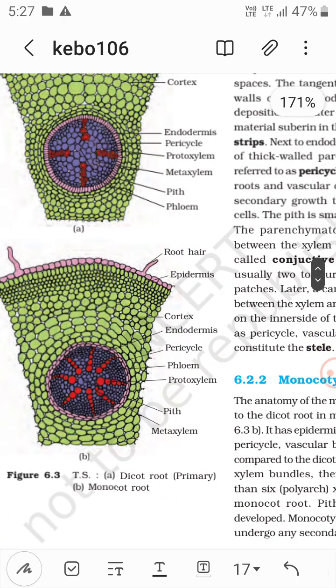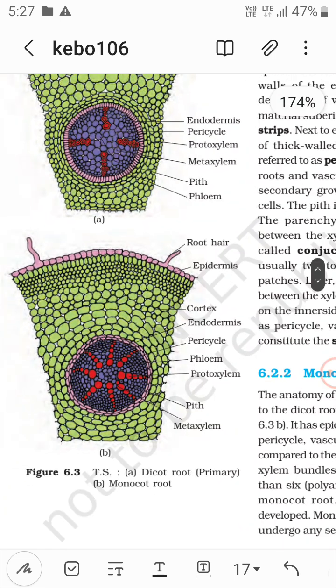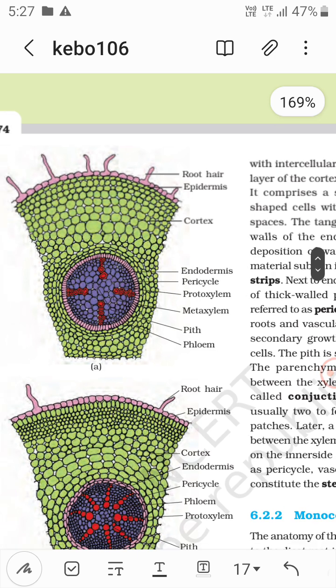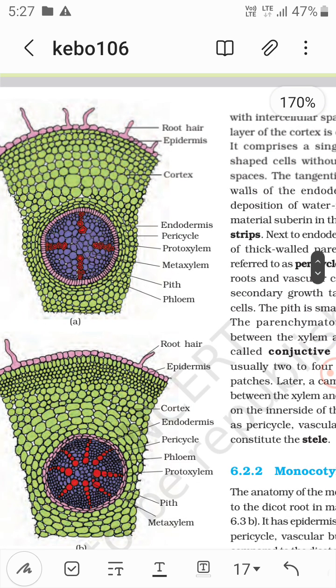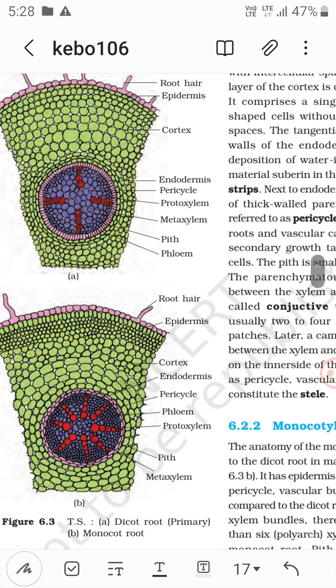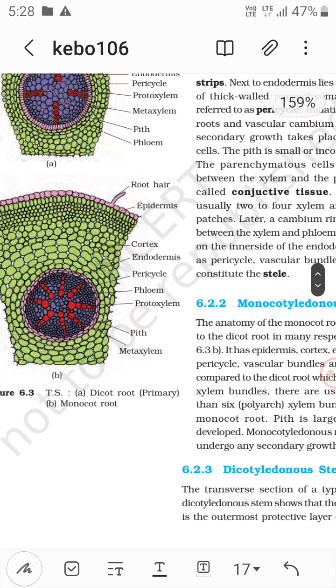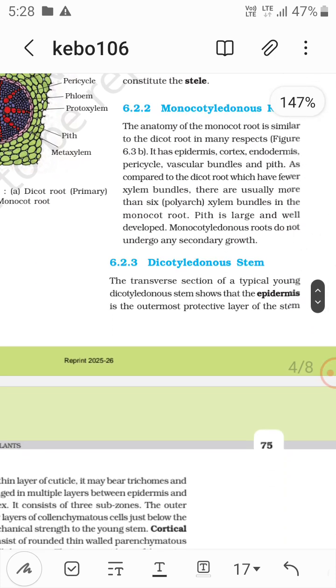So first one is the dicot root, that is primary, then the monocot root. Root hair, then epidermis, cortex, endodermis, pericycle, protoxylem, metaxylem, pith and phloem. Root hair, epidermis, cortex, endodermis, pericycle, phloem, protoxylem, pith and then metaxylem. So this is the dicot.